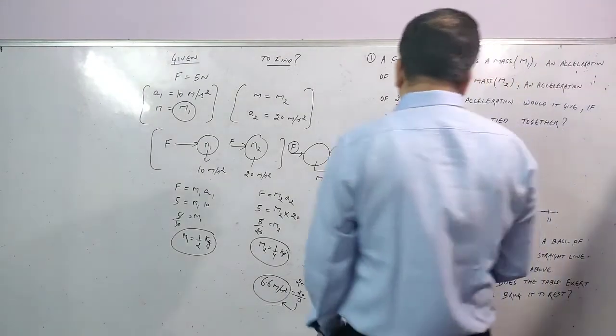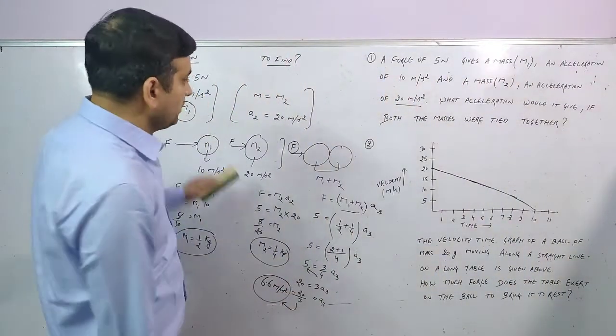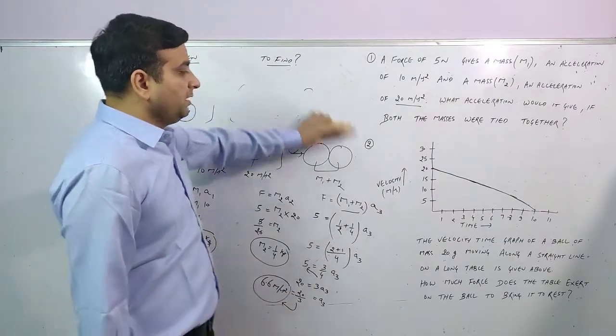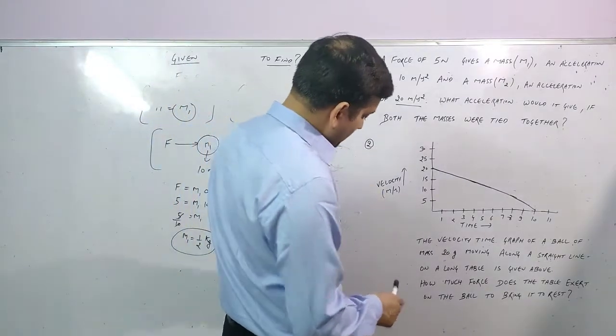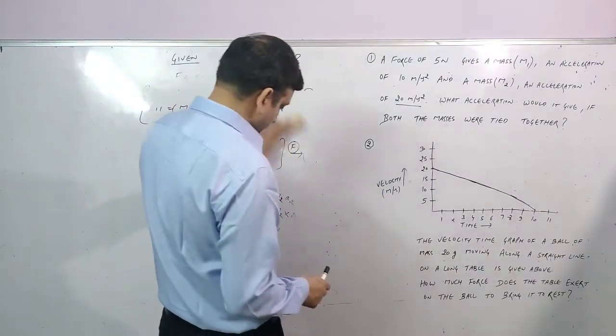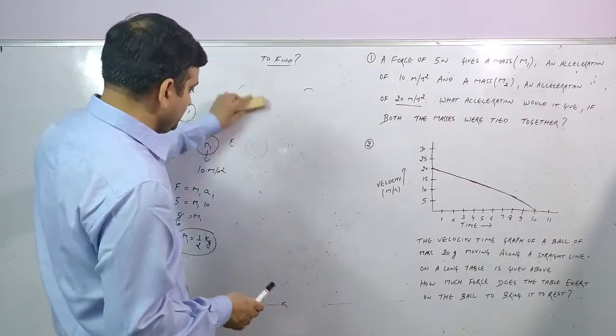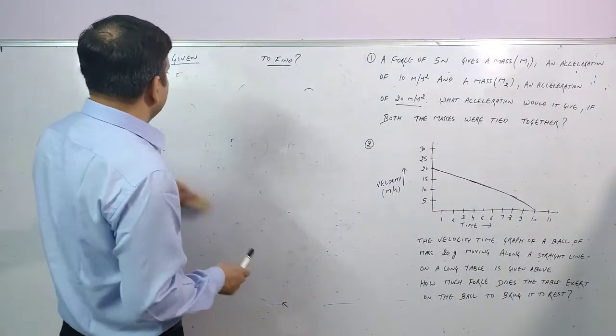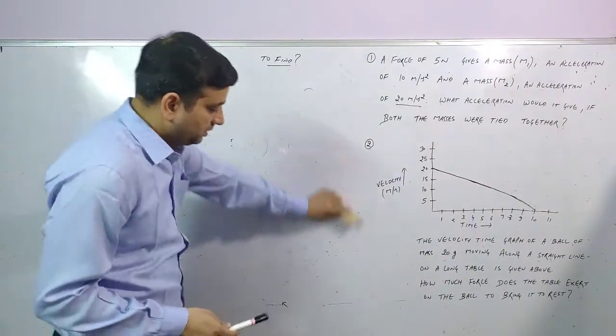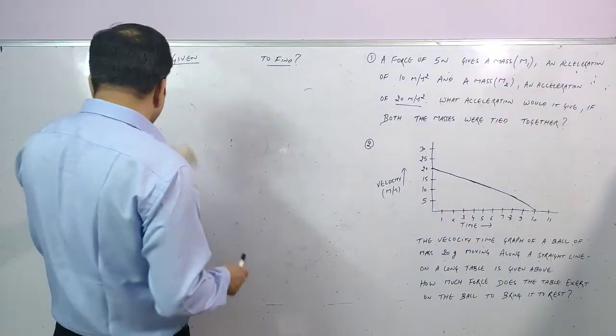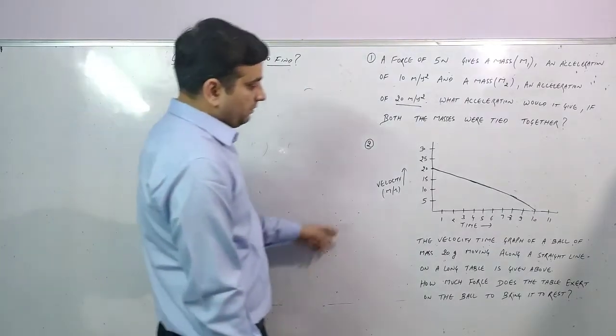Next is numerical number 2. It is also given in your book. For the graph, I have drawn a rough graph here. For a clearer graph, you can follow your NCERT book. So how to solve the questions related to the graph? First we will read the statement.